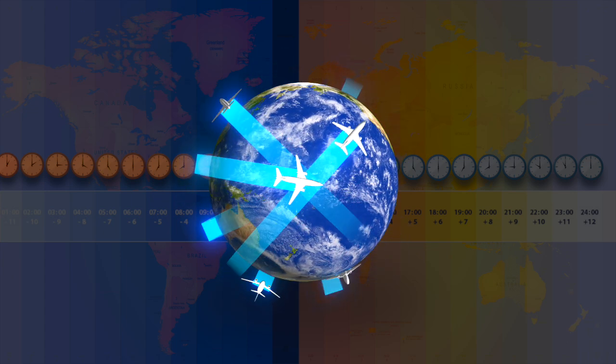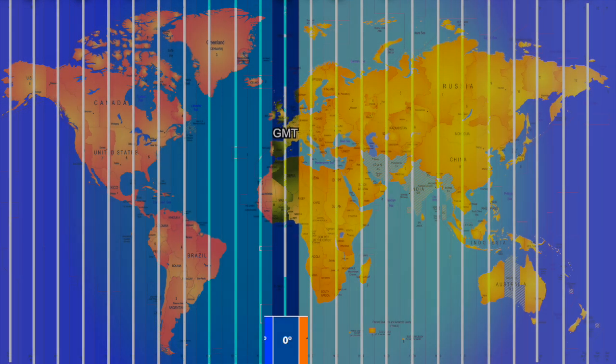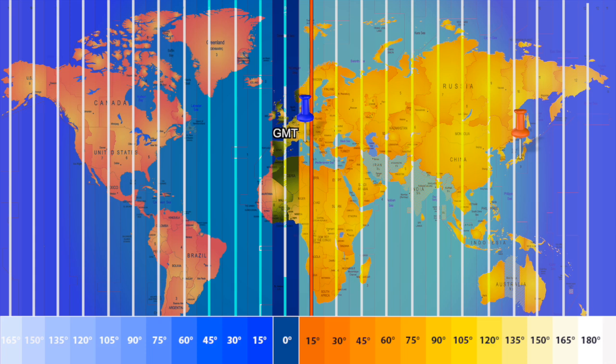Let's take a look. Using the lines of longitude that separate each time zone by 15 degrees, we can apply some basic math to calculate time differences. Let's say we want to calculate the difference in time between Rome and Tokyo. First, we need to check what lines of longitude these places sit on. We are going to round them to the nearest multiple of 15 to simplify. Rome is on a longitude of 15, and Tokyo is on a longitude of 135.